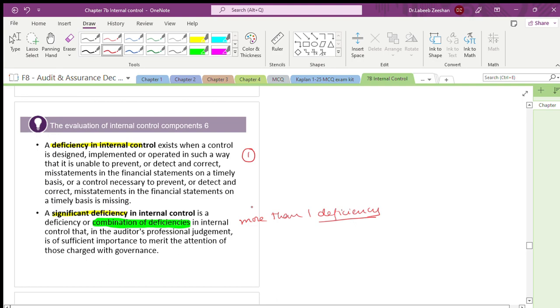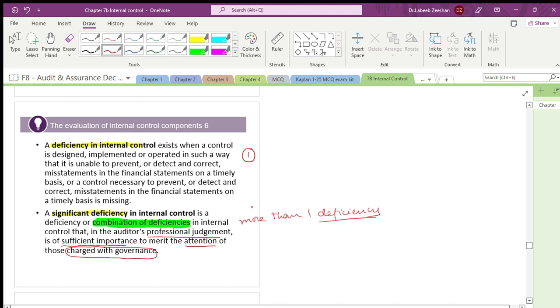Is it? That's what it is. In internal control, a deficiency that in the auditor's professional judgment is of sufficient importance. That means if you have more than one deficiency, definitely you have to communicate to the people who are charged with governance. You have to bring it to the attention of those people who are charged with governance.